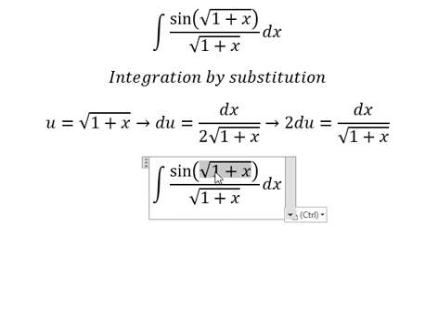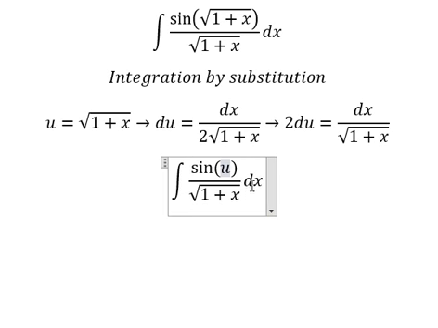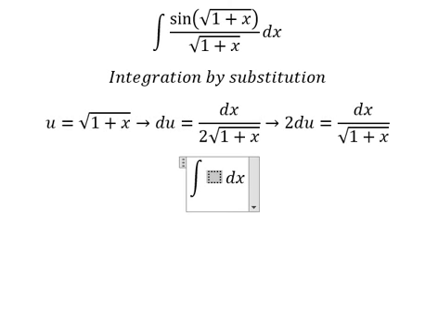This one we change to u. The dx over the square root of 1 plus x we change to 2 du. I will put the number 2 in here.